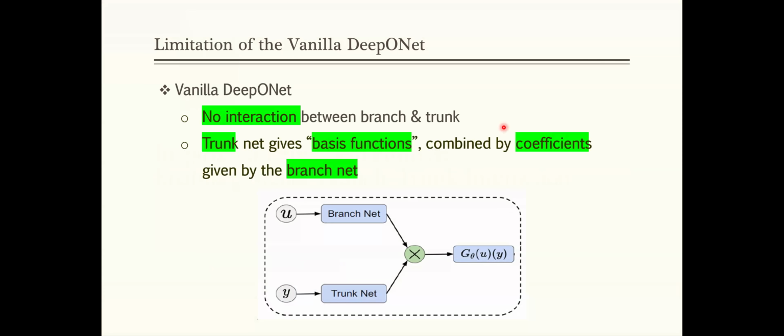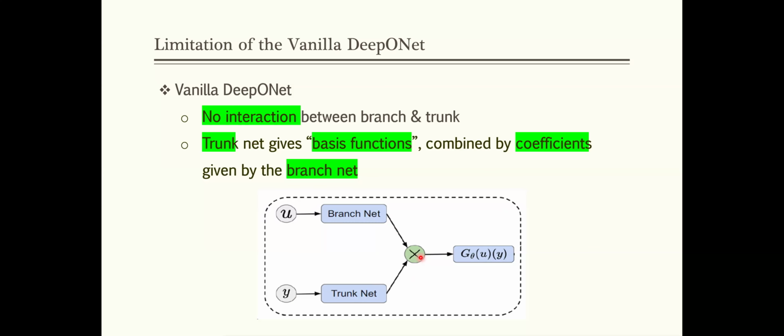Again, here is the structure of the vanilla DeepONet. The branch network processes the input function, for example, the input initial condition of a PDE, and the trunk network encodes the spatial location where we want to evaluate the solution. These two features are simply combined by an inner product. We can think of this as the trunk net providing basis functions and the branch net providing coefficients for combining them into the final output.